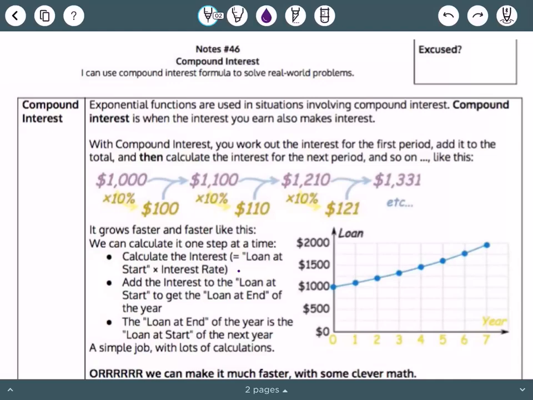Everybody, this is Notes 46. So Notes 46 is honors only. If you are not in honors, then you can move on.